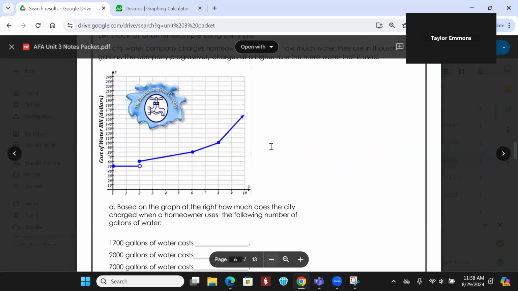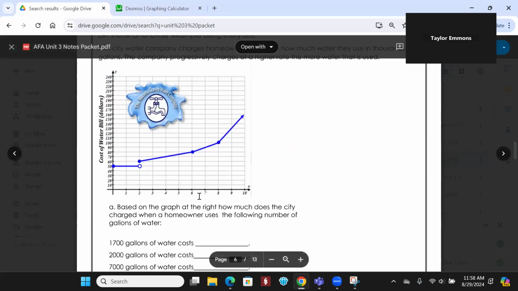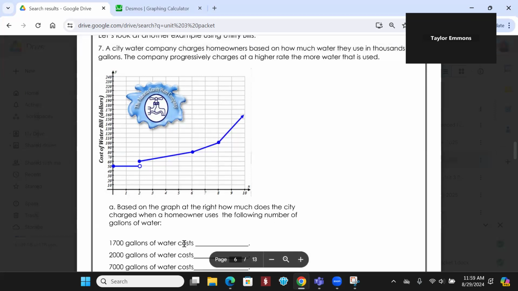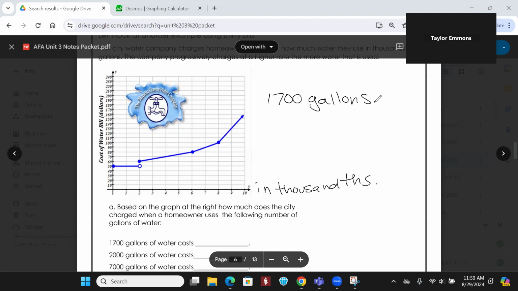Let's zoom out this a little bit. All right, so based on the graph, how much does the city charge when a homeowner uses the following numbers of gallons of water? Now remember, this graph is in thousands. Okay, so this is a little tricky. This is in thousands. So if I say 1,700 gallons, that's the same thing as saying 1.7 thousand gallons. Does that make sense? So on this graph, if I say 1,700 gallons, I'm actually going to go to 1.7.